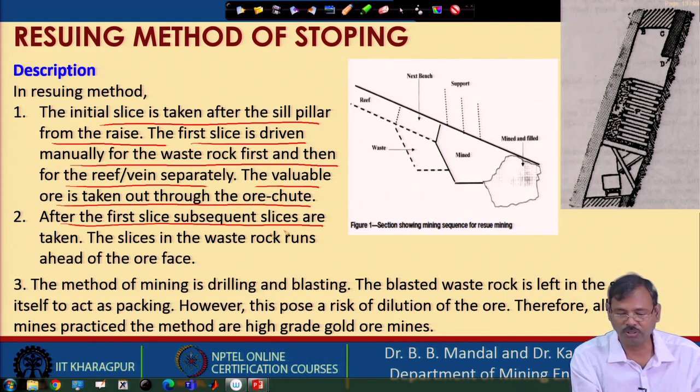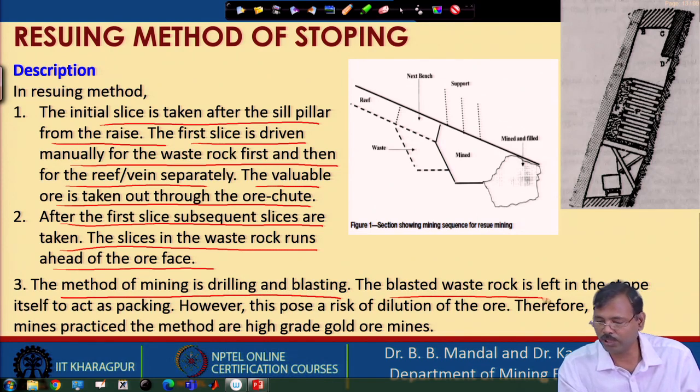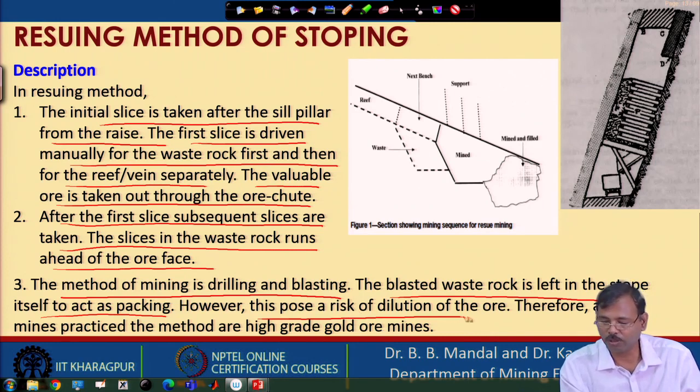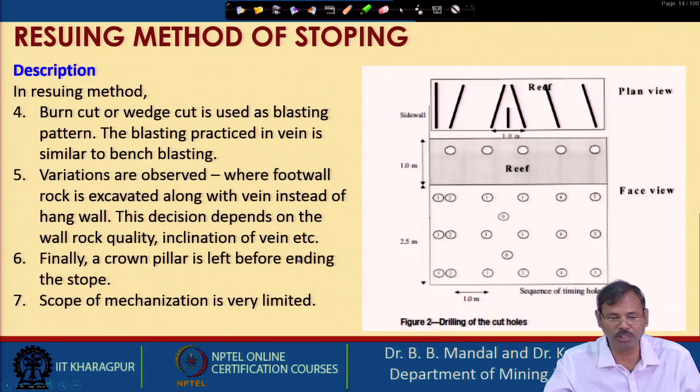After the first slice, sequence slices are taken; the slices in the waste rock run ahead of the ore face. The method of mining is drilling and blasting. Blasted waste rock is left in the stope, which will act as the packing. This poses a risk of dilution of the ore, but as the ore grade is sufficiently high, this dilution can be accepted in the overall level. So, there is a little bit of dilution; that is a disadvantage of this method.